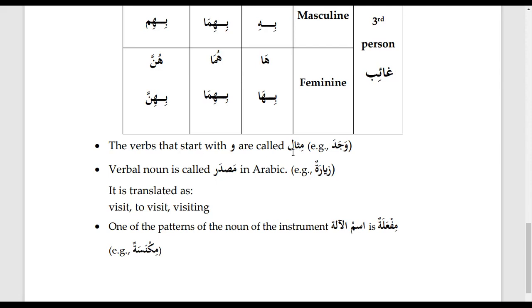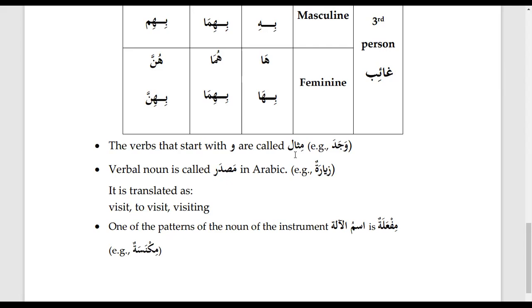Then the verbs that have hamza, what do we call them? Do you remember the name? Mahmuz. Mahmuz, excellent. Example? Akala. Akala, excellent. Akala, sala, qara'a, right? So the hamza can be in the beginning, in the middle, or in the end.